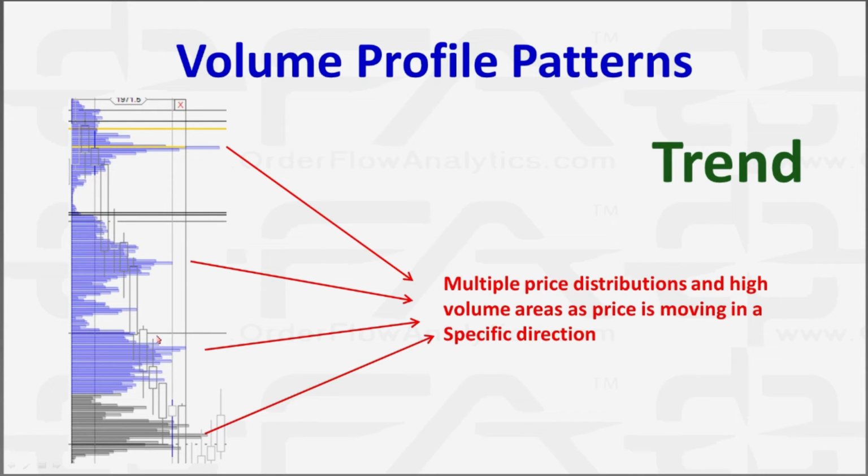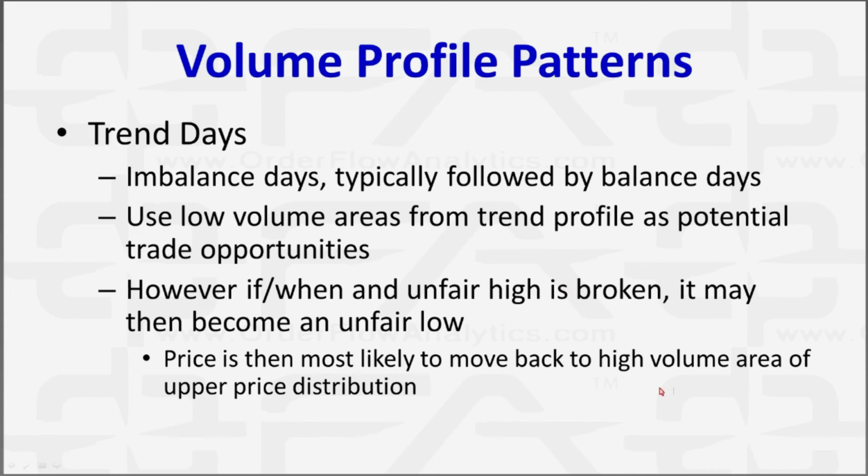The volume profile with this structure, with this pattern, is supporting the trend day because we're getting acceptance lower, acceptance lower, acceptance lower. Okay, so multiple price distributions in high volume areas as price is moving in a specific direction. Trend days are imbalance days. They're typically, not always, but typically followed by balance days, so that it gives us information in terms of planning for the next day. We use low volume areas from the trend profile as potential trade opportunities.